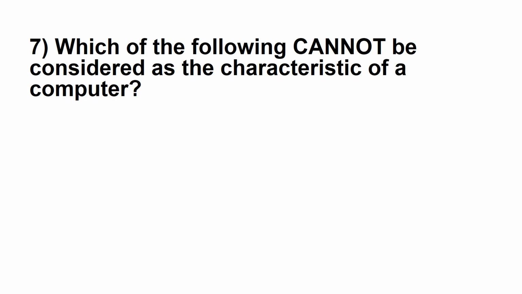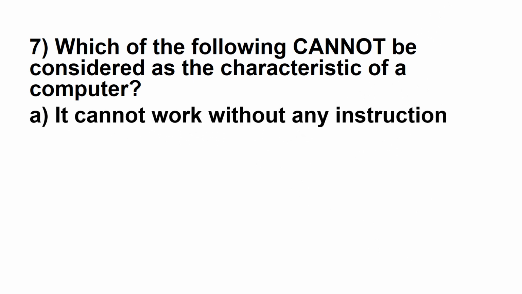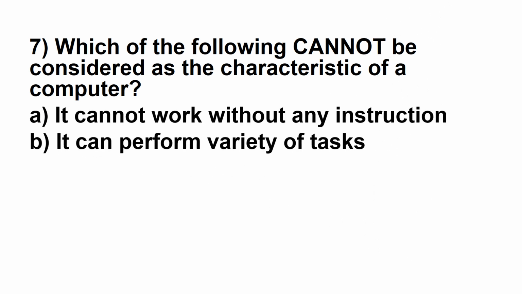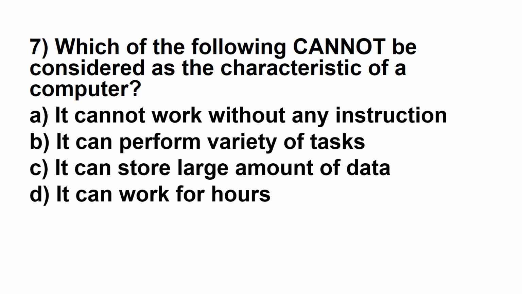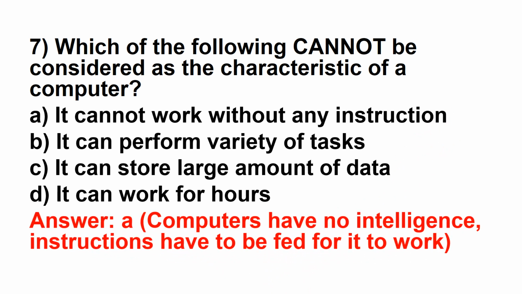Next one. Which of the following cannot be considered as the characteristic of a computer? It cannot work without any instruction. It can perform variety of tasks. It can store large amount of data. It can work for hours. Right option: computers have no intelligence. So humans have to feed instructions for a computer to work. So the option is A.